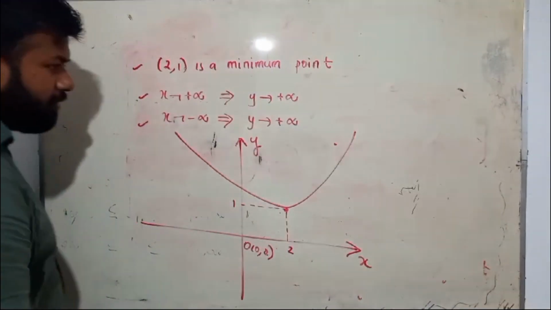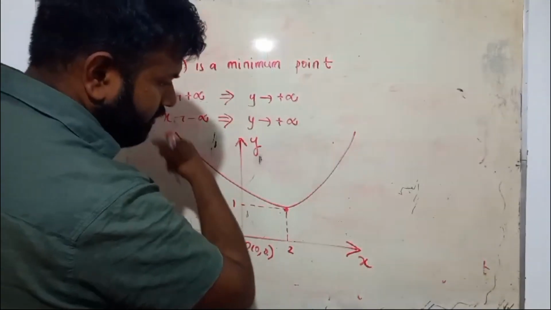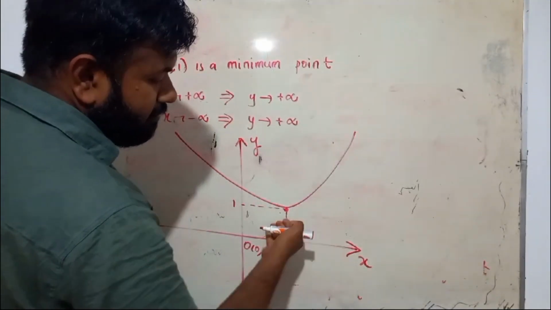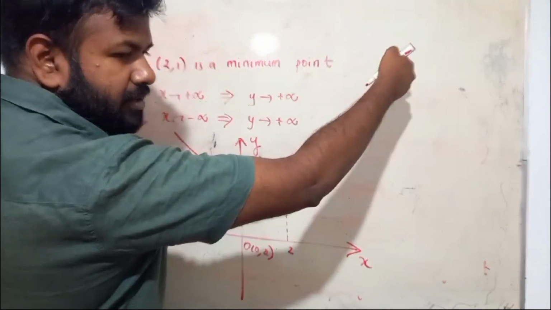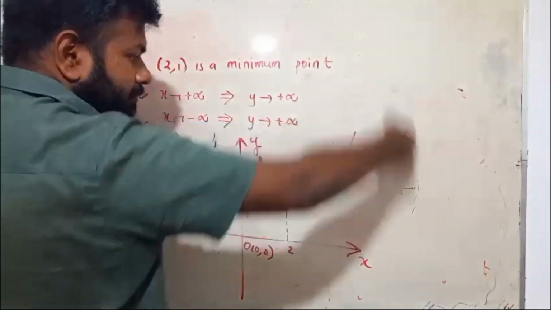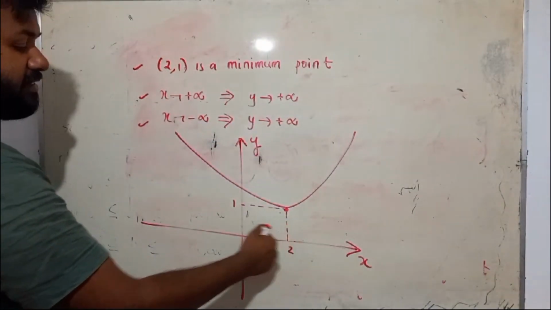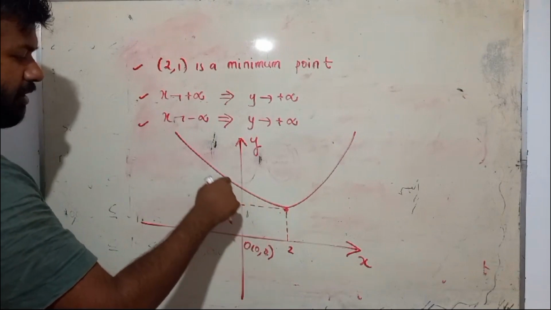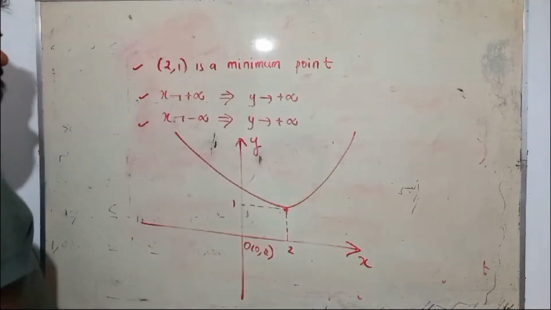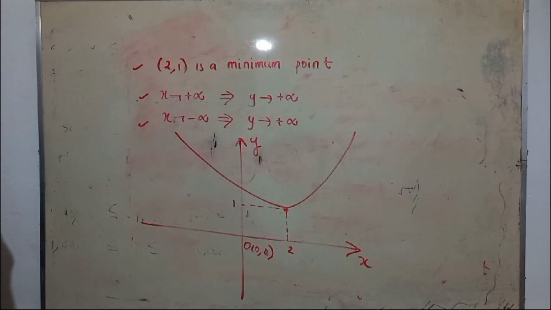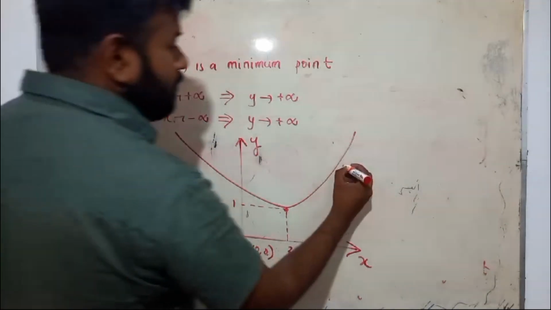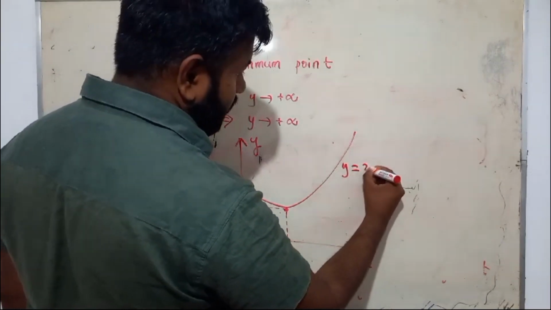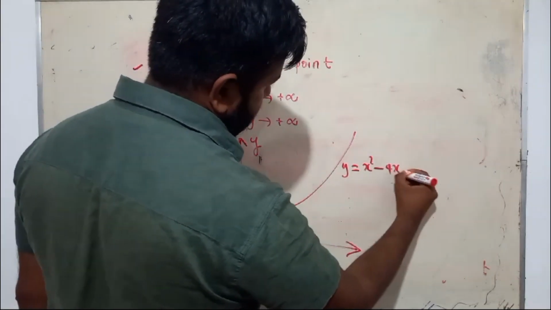It's a turning point. The graph will go like this. When x increases, it will go towards infinity. It will go this way. When x decreases here, little by little it will go to positive infinity. I hope you understood this one. So this is the graph of y equals x square minus 4x plus 5.